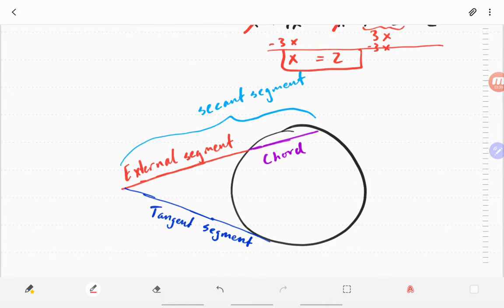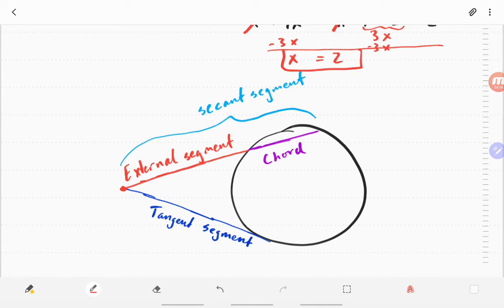All right, our next thing that we're going to be looking at is some more vocabulary. Let's say I've got a circle, and I've got a couple of segments thrown on here. This big blue mark that I've made represents that entire segment, both the red and the purple. That is called a secant segment. It's a segment that contains a chord of a circle and has exactly one endpoint outside the circle.